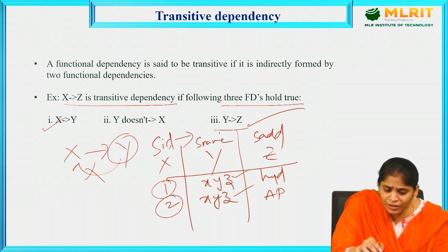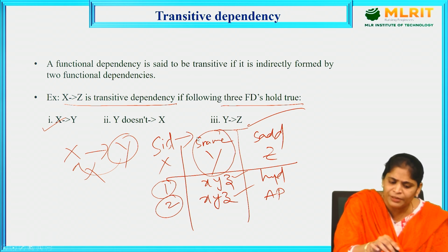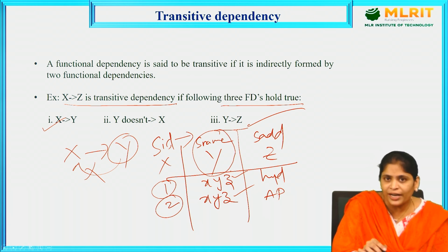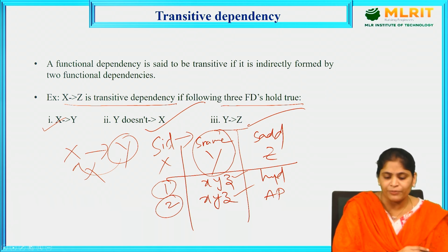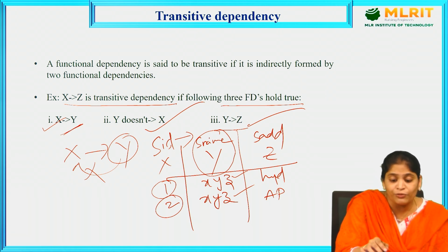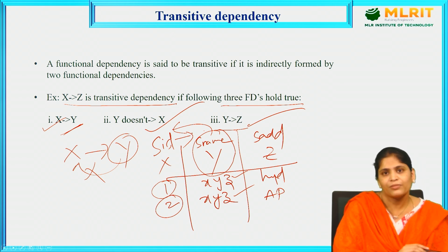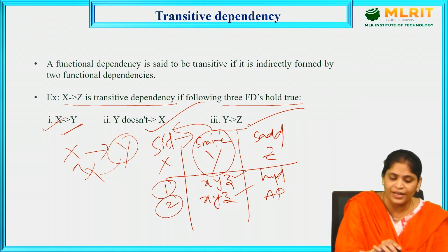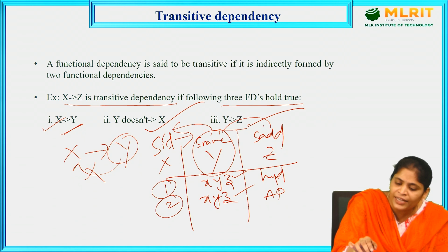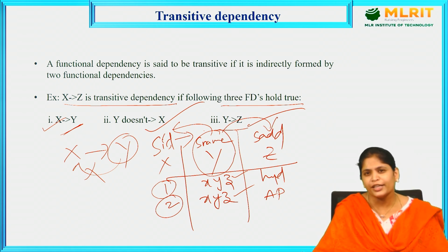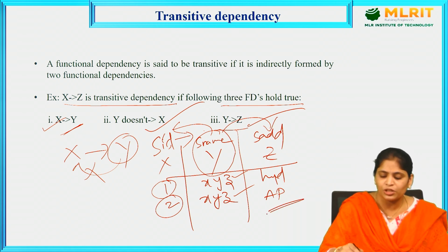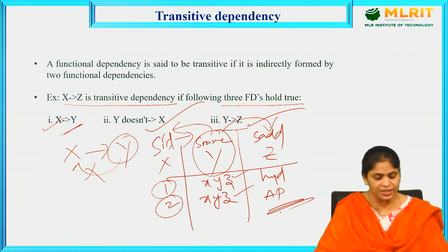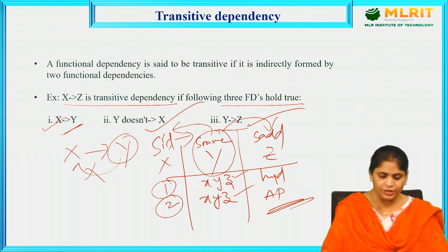But here, the question is whether SName derives SID again? No, right? That is what the second point is meant for: X derives Y and Y must not derive X. And if these two hold, X derives Y and Y does not derive X, and this Y can derive address, another column. So this is the concept in transitive dependency. That is nothing but an indirect way of representing the relations or attributes. That is the thing.